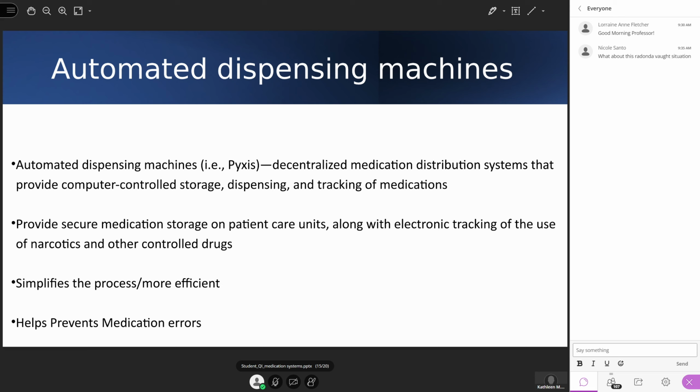Okay, so again, all these safety guardrails that are in place for the patient. It simplifies the process, it makes it more efficient, and of course, again, it helps prevent medication errors, and it also tracks the use of the narcotics and controlled substances.